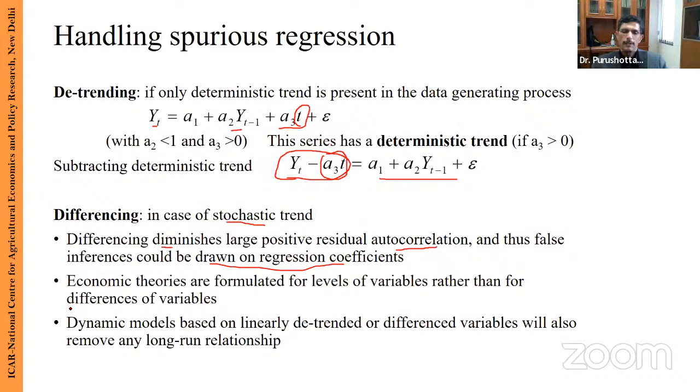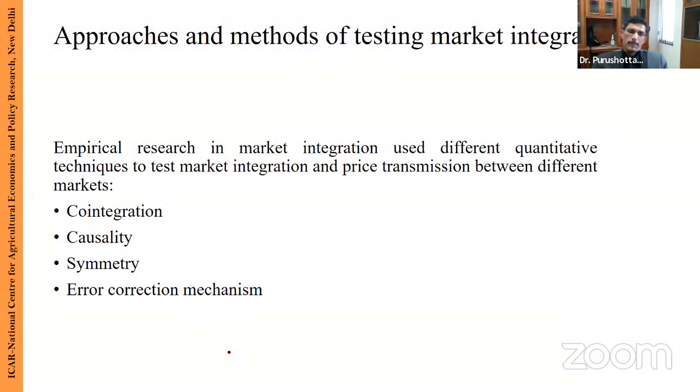Economic theories are formulated for levels of variables rather than for differences of variables. That is a major issue if we difference the data. So dynamic models based on linearly detrended or differenced variables will also remove the long-run relationship. So what to do in that case? Then we have different approaches and methods of testing cointegration, which take care of all these time series issues, which we have discussed earlier.